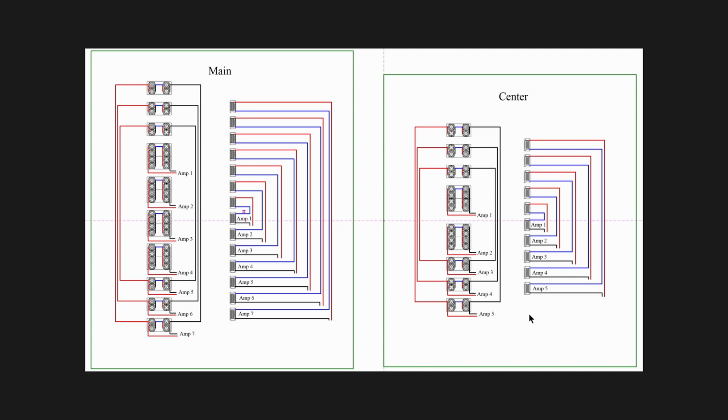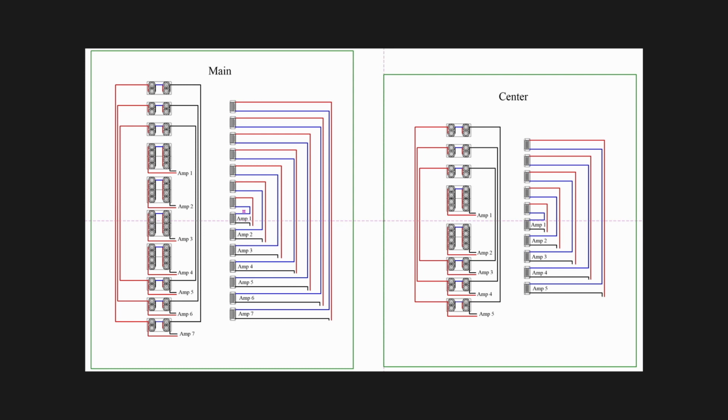And I haven't even put together the crossover yet for the center channel, but I'll probably go ahead and do the same thing with it and reduce the number of amplifier channels that are required for it also. But this just gives you a general idea of how things are hooked up right now.